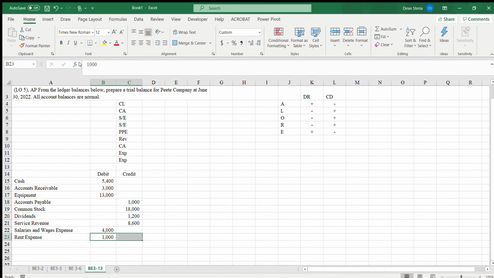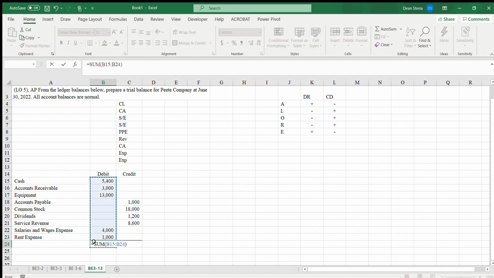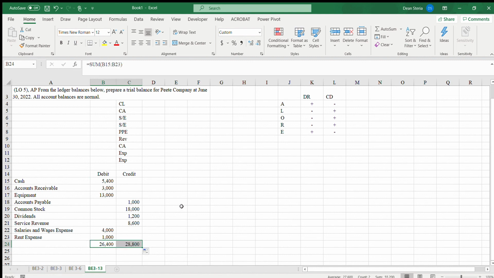Okay, now just to make sure that they balance, we're going to want to total these up. Well, I don't know what happened there. Let's try this again. Okay, and then I'm just going to drag that over here, and we're out of balance. What did we do wrong here? Yep, that's right. You see that dividends right there? Dividends decreases retained earnings, which means it should be a debit.